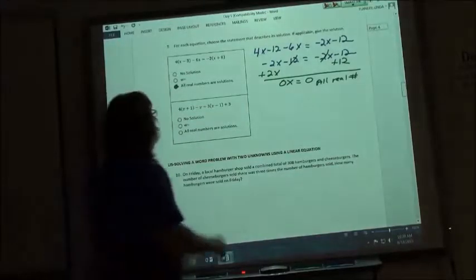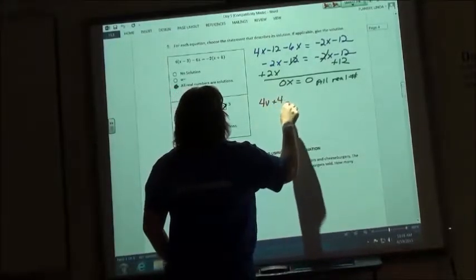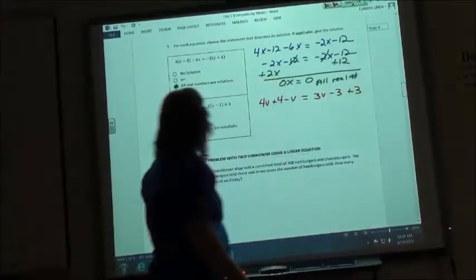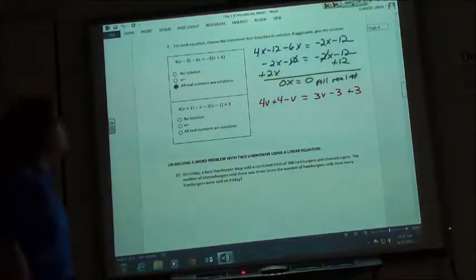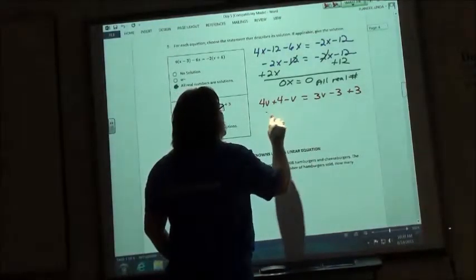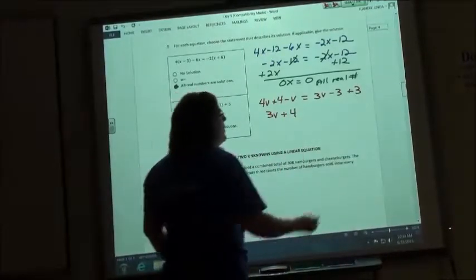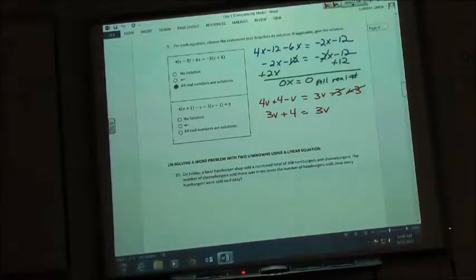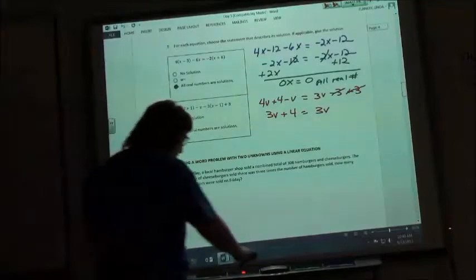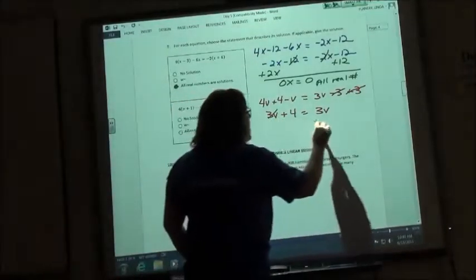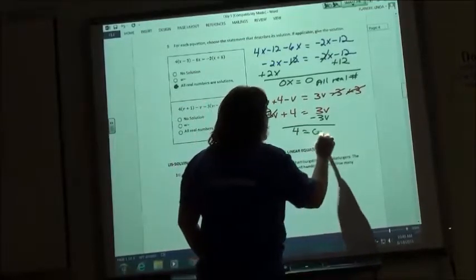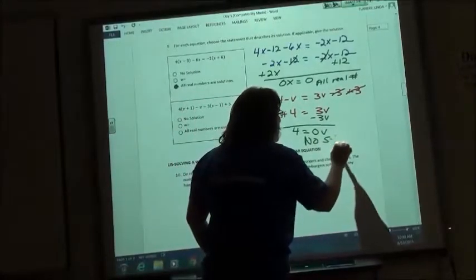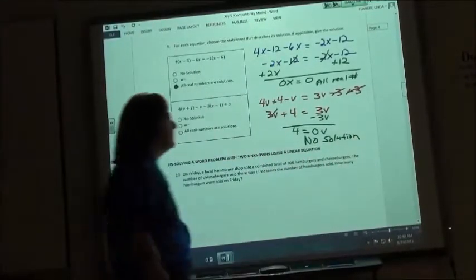And the second one, 4v plus 4 minus v is going to equal 3v minus 3 plus 3. So we are going to have 4v minus v is 3v plus 4. Here, -3 plus 3 cancels out. I get 3v plus 4 equals 3v plus nothing. If I try to solve that, I would go ahead and subtract that 3v and get 4 equals 0v. Well, we know that nothing times 0 is going to give us 4. So there's one of those no solution ones.